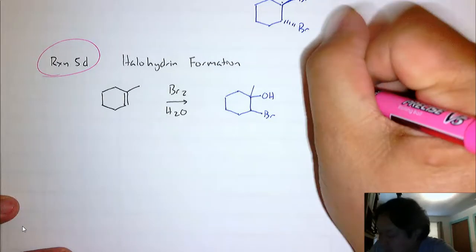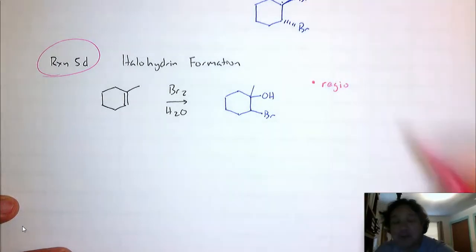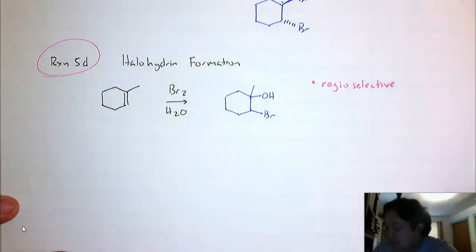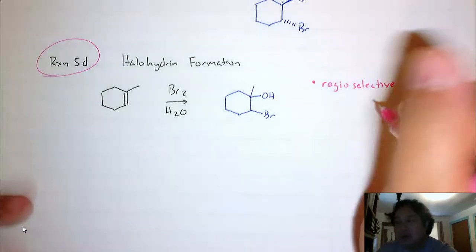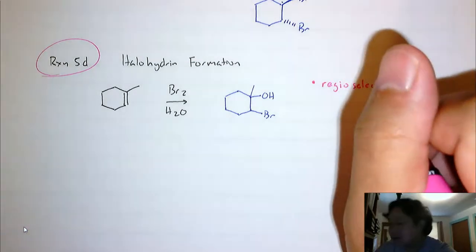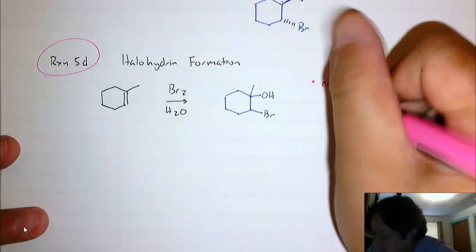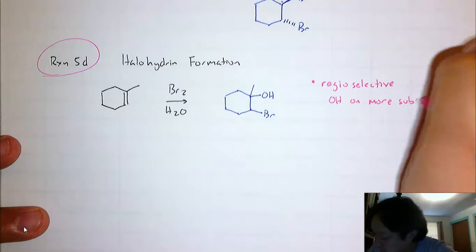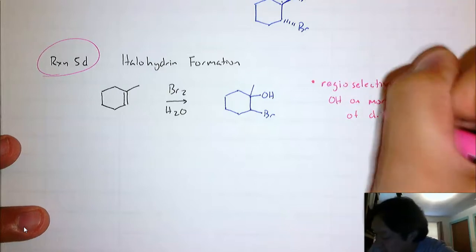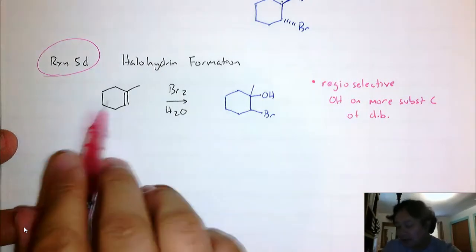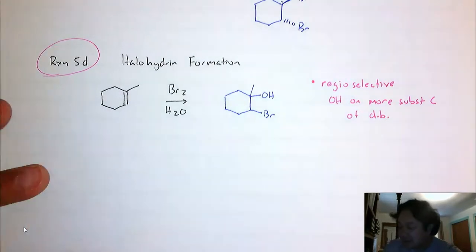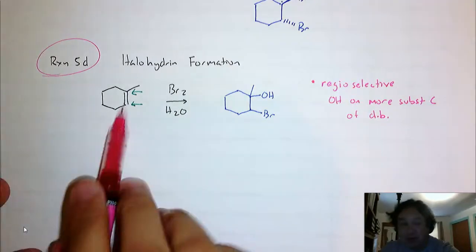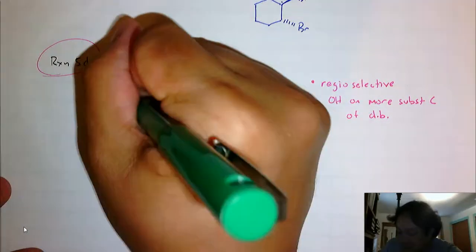Here's the regioselectivity. Now we have regioselectivity because we're adding two different things. It's regioselective, and there's no hydrogen, so we're not going to use Markovnikov's rule. There's no carbocation, so we're not going to use Markovnikov's rule. We're going to say here the OH goes on the more substituted carbon of the double bond. Okay, so if we have another substituted carbon on the ring, those don't count. Since there's no rearrangement, we know for sure we're adding something to each of these two carbons. Okay, no rearrangement. Don't have to worry about that.